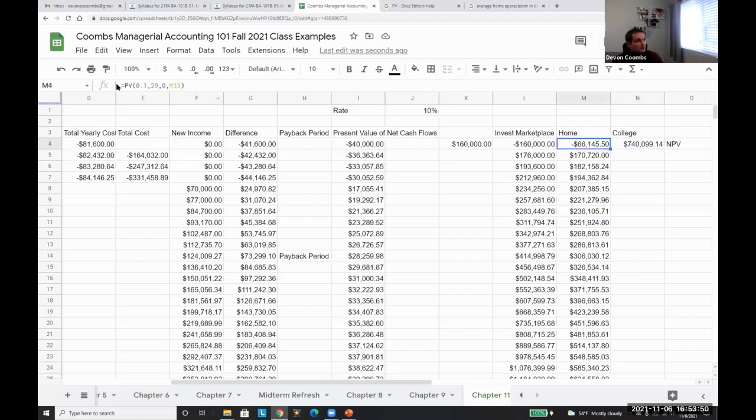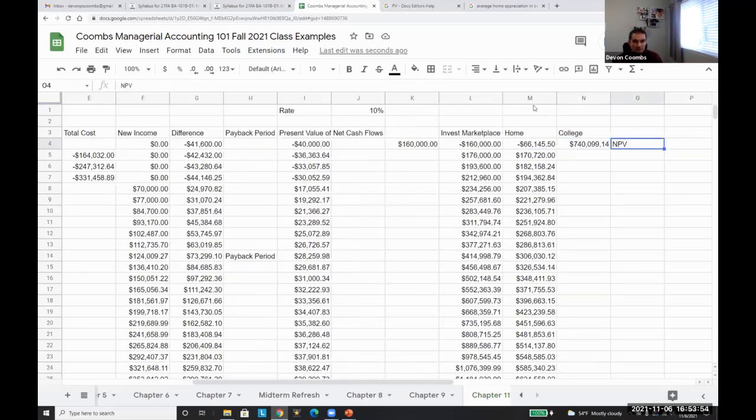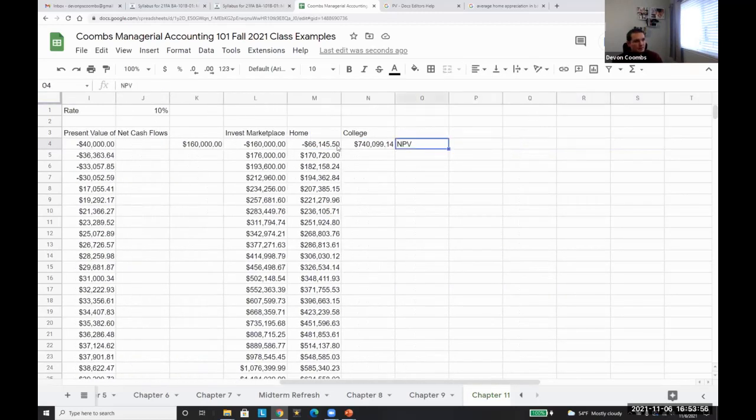Let's say these were actually positive, just for fun. Let's say that the numbers wound up being positive. So let's say the home was 67,000 and the marketplace investment was 160,000 and the college was 740,000. Which ones would you choose?